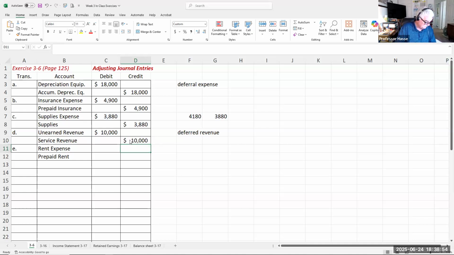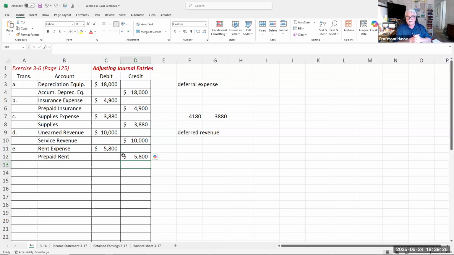Transaction E. The prepaid rent account had a $6,800 debit balance on December 31st before the adjustment of the cost of expired rent. An analysis of the rental agreement showed that $5,800 of prepaid rent had expired. Debit rent expense, $5,800. Credit prepaid rent, $5,800.